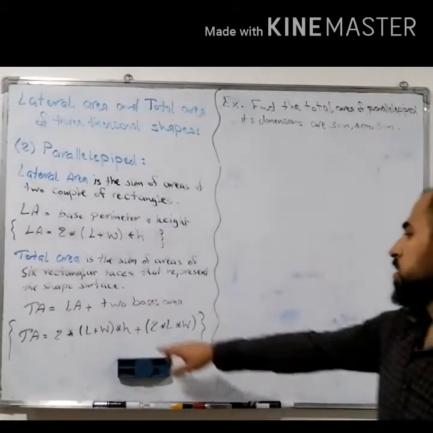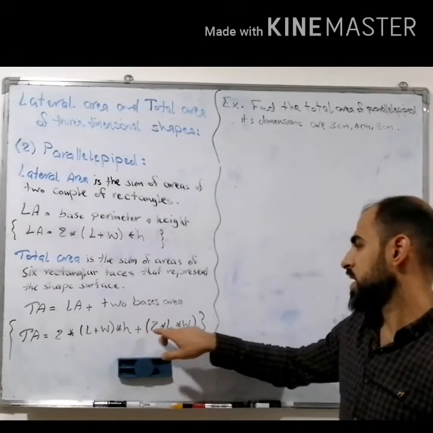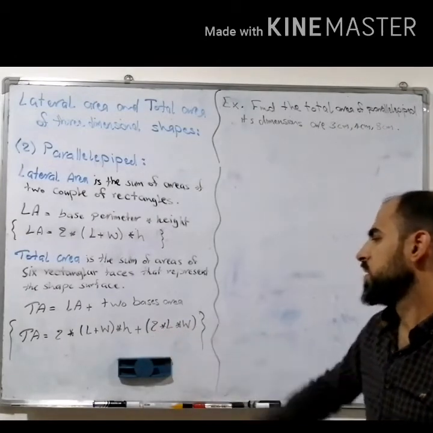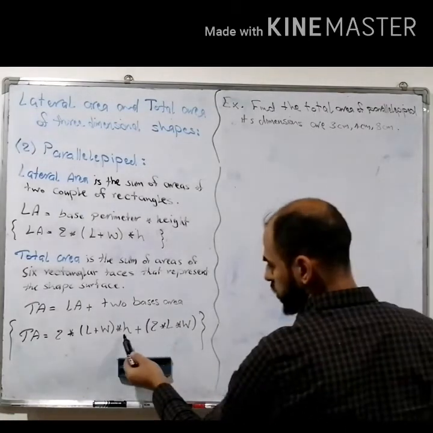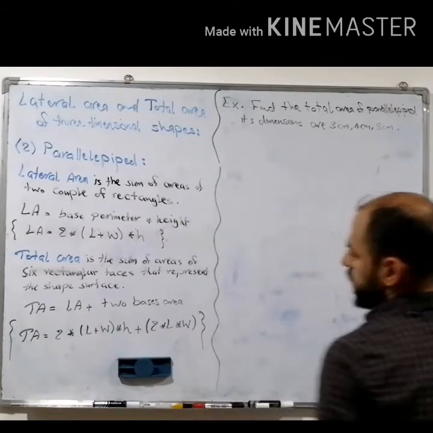Lateral area, all of it, plus 2 multiplying by length and width. Total area is 2 multiplying by L plus W multiplying by H, plus 2 multiplying by length and width.